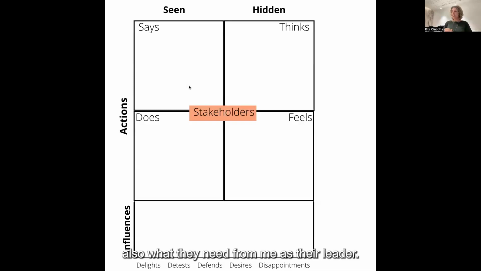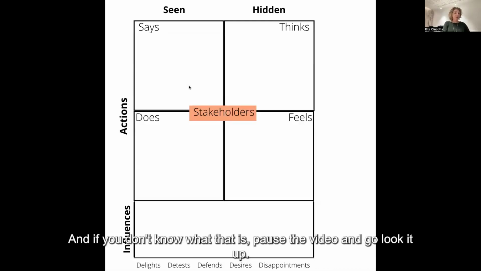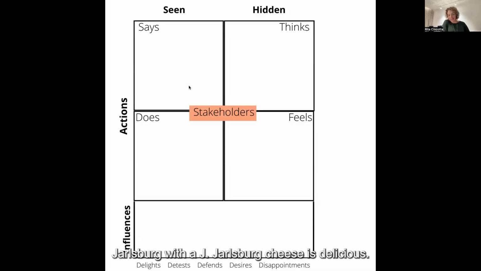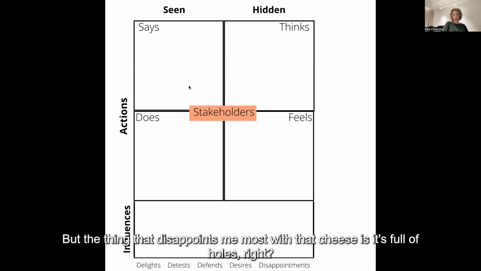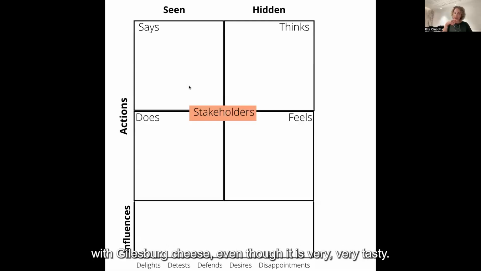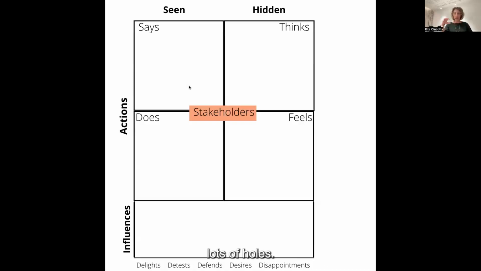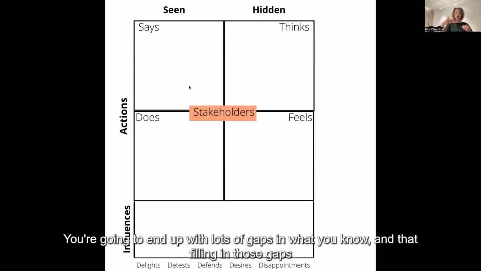The analogy I usually give with an empathy map is that it should look like a piece of Jarlsberg cheese. If you don't know what that is, pause the video and go and look it up. Jarlsberg with a J. Jarlsberg cheese is delicious, but the thing that disappoints me most with that cheese is it's full of holes, right? Whenever you want to bite into a nice solid piece of cheese, you're not going to get that with Jarlsberg, even though it is very tasty. But your empathy map is effectively a piece of Jarlsberg cheese because you're going to end up with lots of holes. You're going to end up with lots of gaps in what you know.